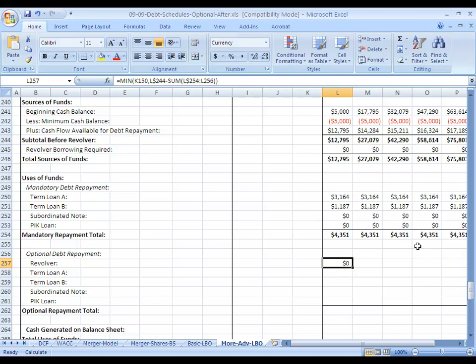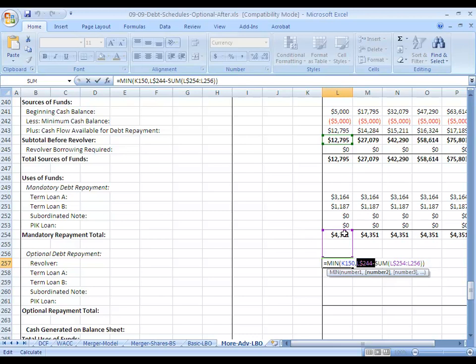So this formula is now almost correct, but we do have one final remaining problem here, which is that if you think about this, we could actually end up with a negative number in this case. So let's look at this formula. Obviously, the K150 part cannot be negative if we've set up our model properly, because we're dealing with debt on the balance sheet. That should never be negative. But in the second part here, we could potentially end up with a negative, because L244, so that's the subtotal before the revolver, and then the sum of the mandatory repayments plus, in this case, nothing, but all the previous optional debt repayments.